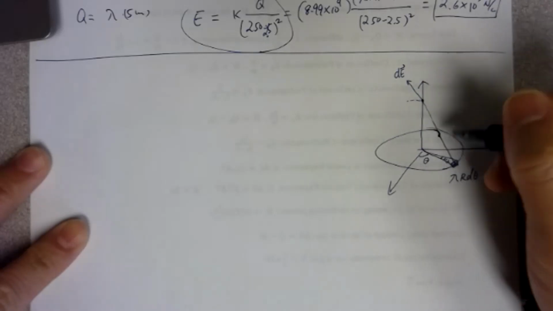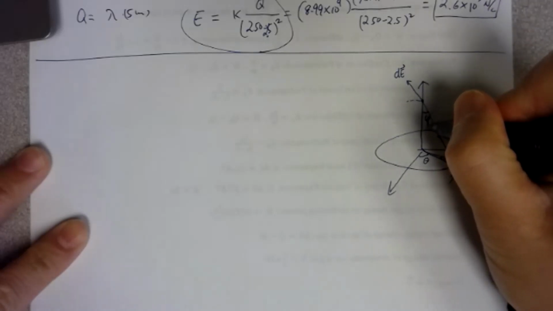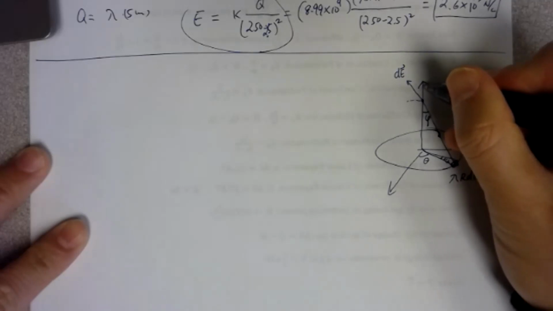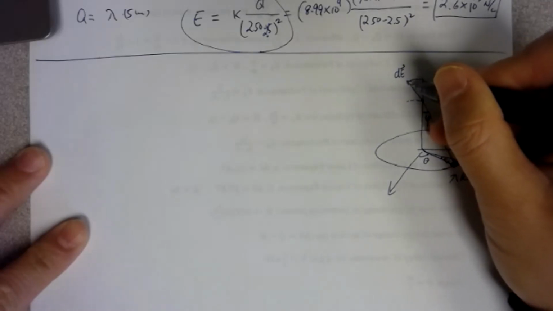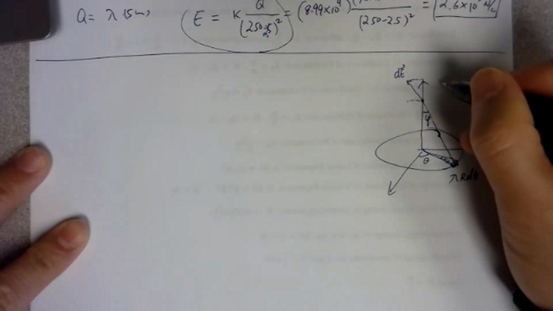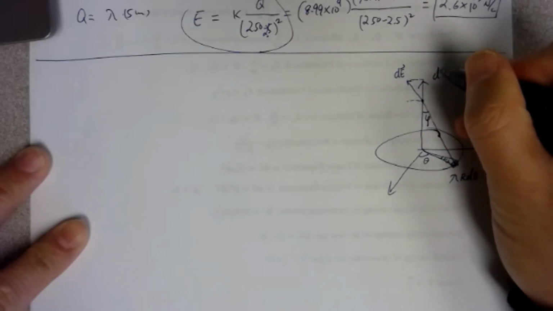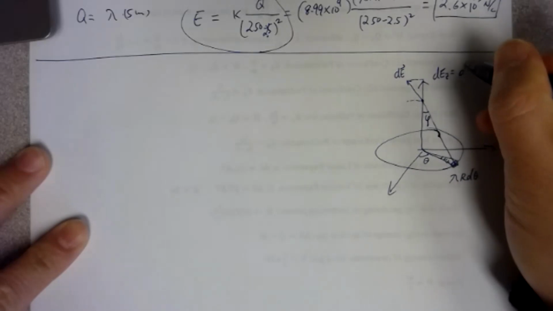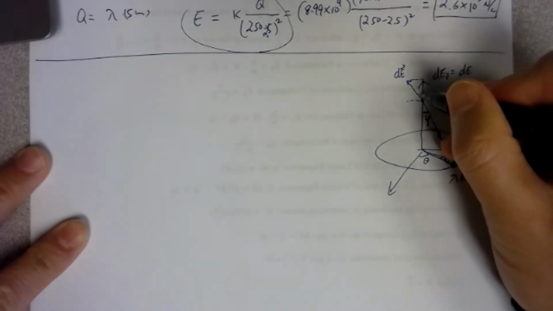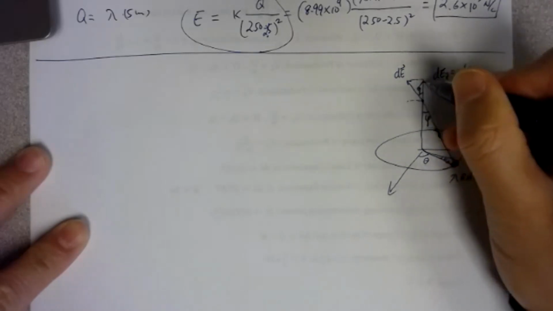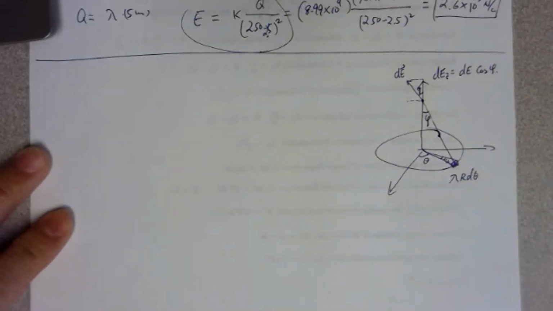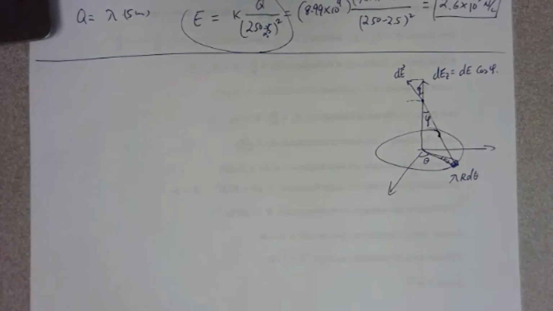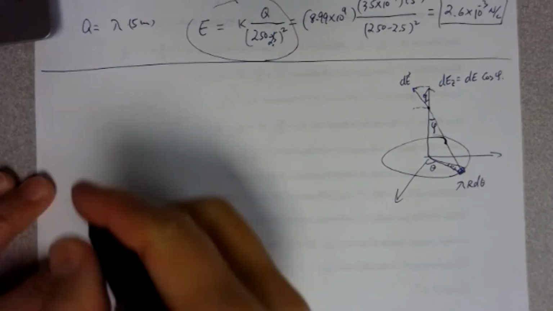This angle is phi. So the Z direction is adjacent to this hypotenuse. So dE in the Z direction, dEz, should be dE times cosine of phi.